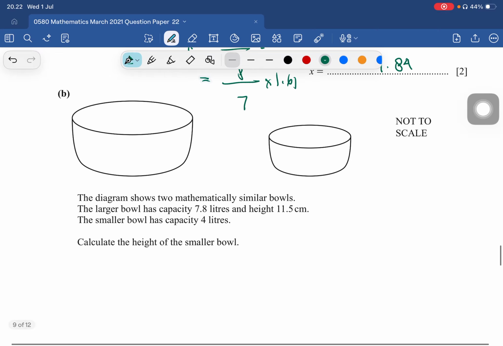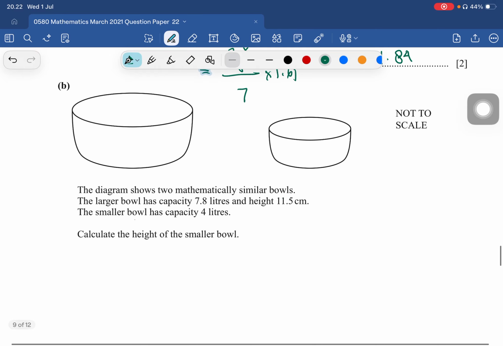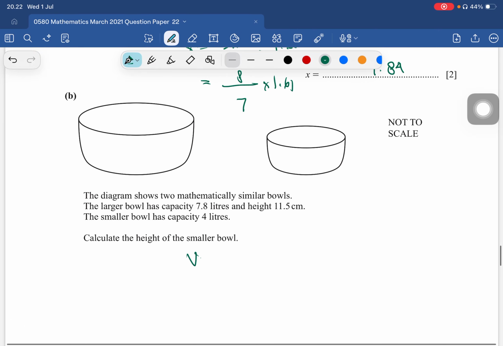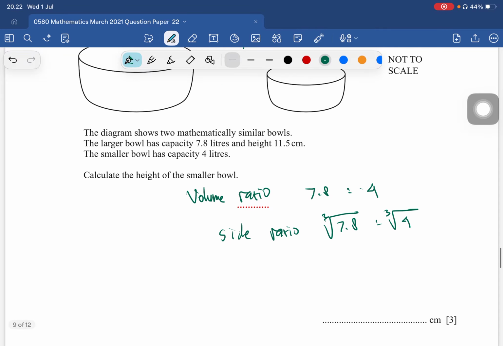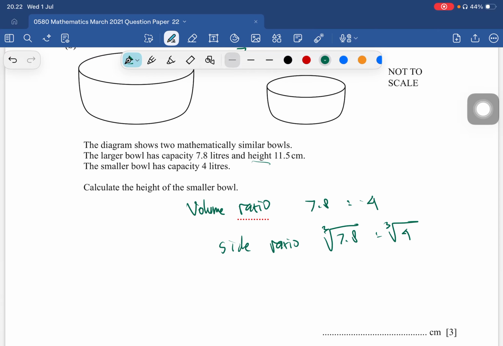Okay, B, the diagram shows two mathematically similar balls. The larger ball has a capacity in liters. So the volume ratio first we got as 7.8 to 4. Okay, so the height ratio or the side ratio is the cube root of it, cube root of 7.8 and cube root of 4. Okay, this is the height. So here is 11.5 to x.